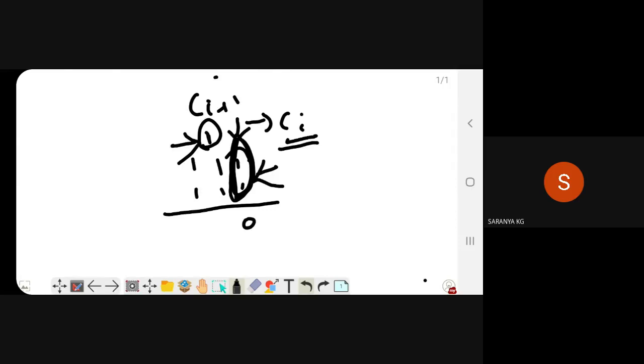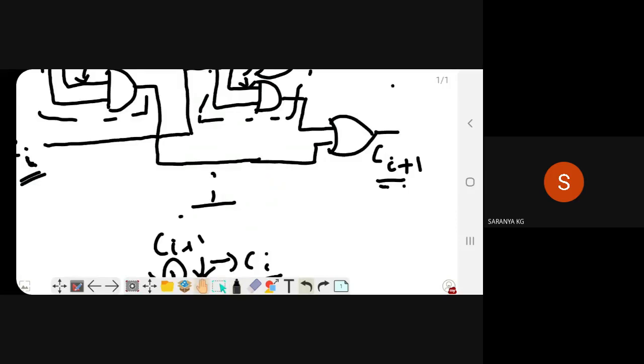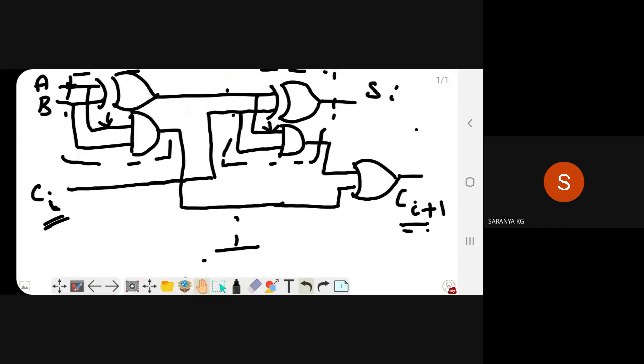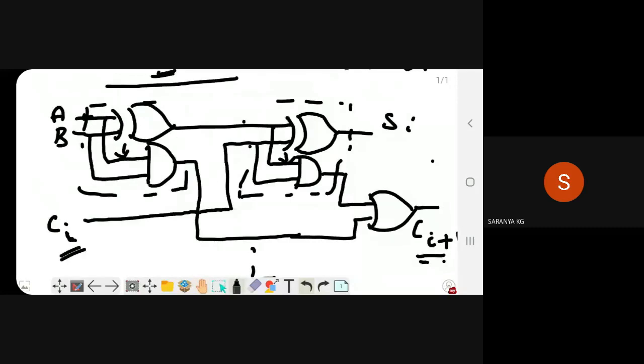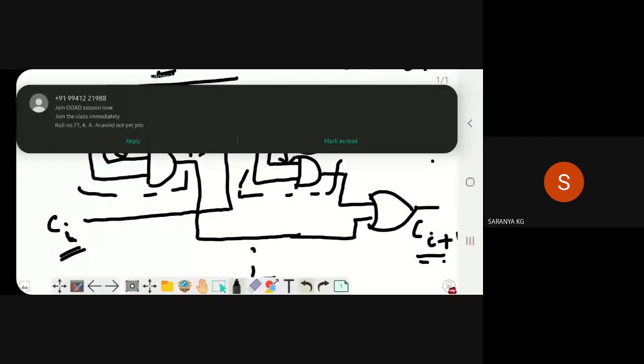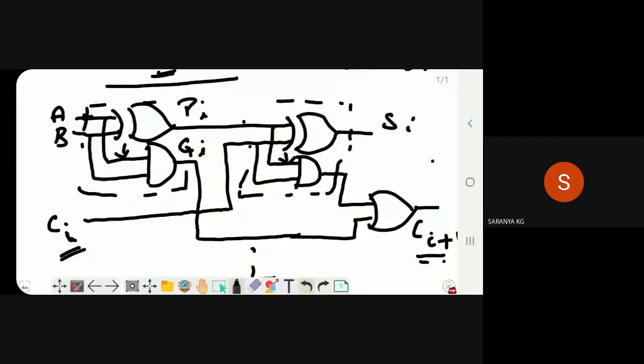Like the same, we want to get the equation. So I have named this as Pi. I have named this as Gi. Ma'am, can we use Pi and Gi? It is up to you. I am using the variable called Pi in the output side of an XOR gate. So here I have used the Gi. Here I have used Si.